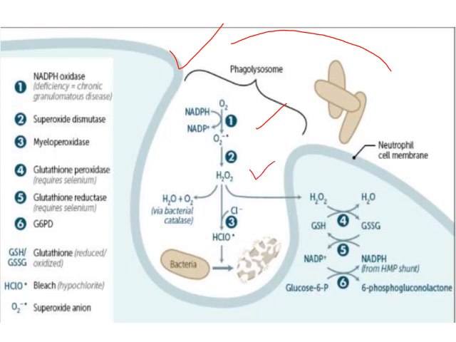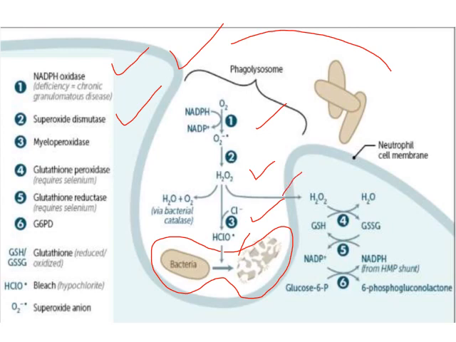In the second reaction, this superoxide is converted into hydrogen peroxide by another enzyme, superoxide dismutase. Next, in the presence of myeloperoxidase enzyme, a lysosomal enzyme present within the phagolysosome, the hydrogen peroxide is converted into hypochlorous acid in the presence of chloride ions. And this hypochlorous acid is responsible for the killing of bacteria.